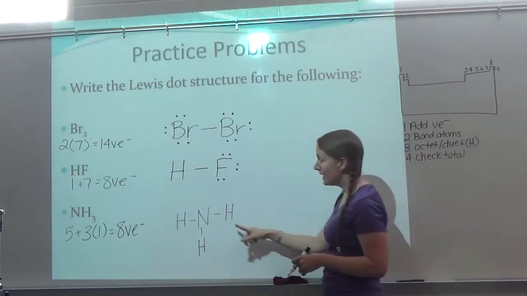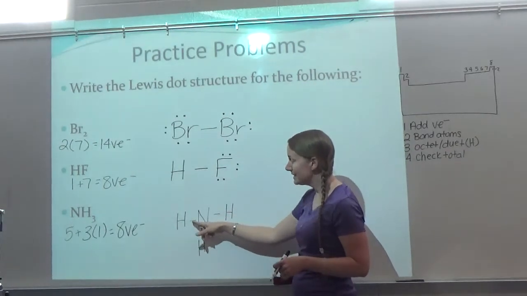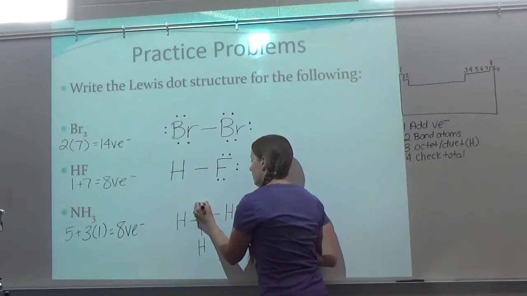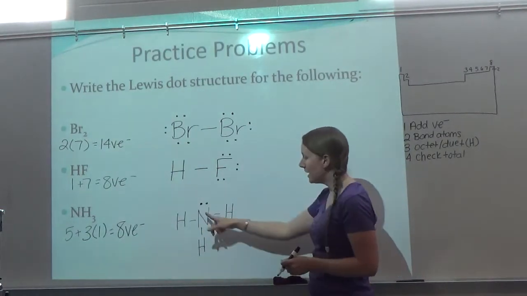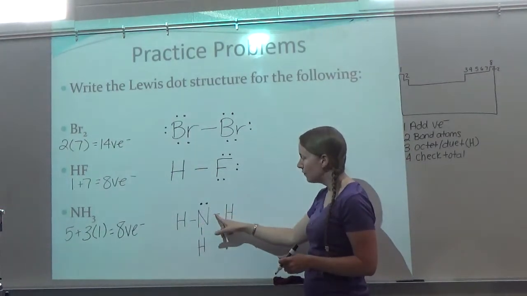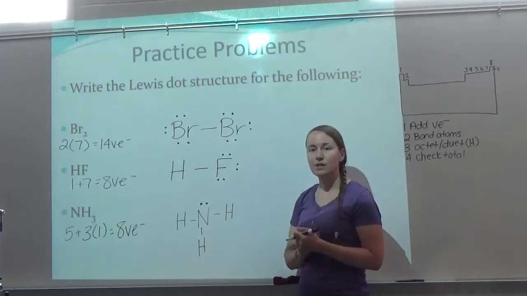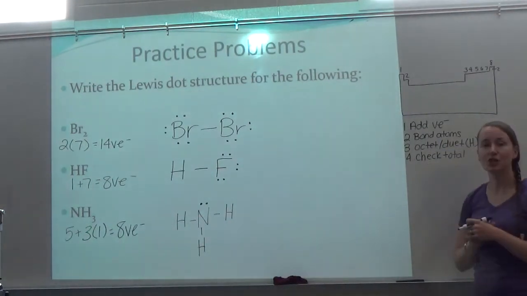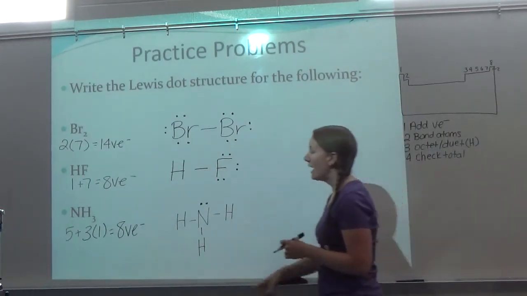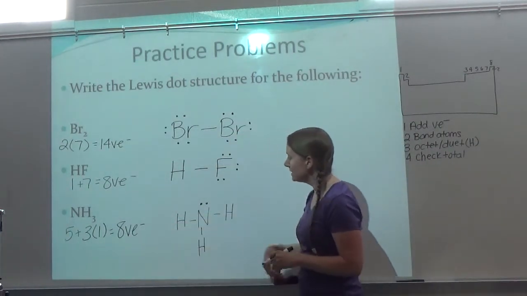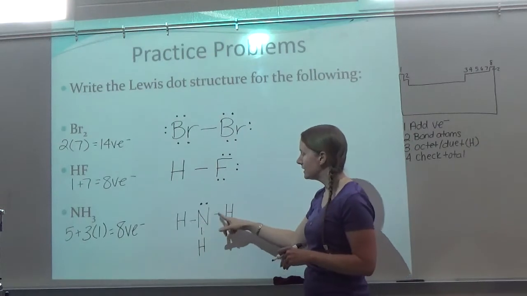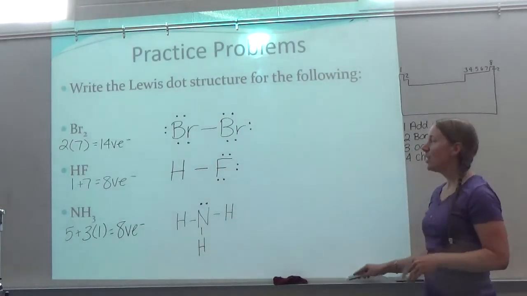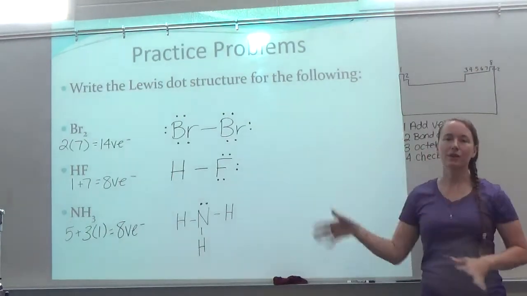So right now it has 2, 4, 6. So how many more does it need to get 8? It needs 2 more. So I put 2 up here. And so now if you look at nitrogen, it has 2, 4, 6, 8. So everybody's stable. So last step is I need to check my total. So I'm allowed to have 8 valence electrons. I have 2, 4, 6, 8. And so I am done. All right, so hopefully you at least got one of these right.